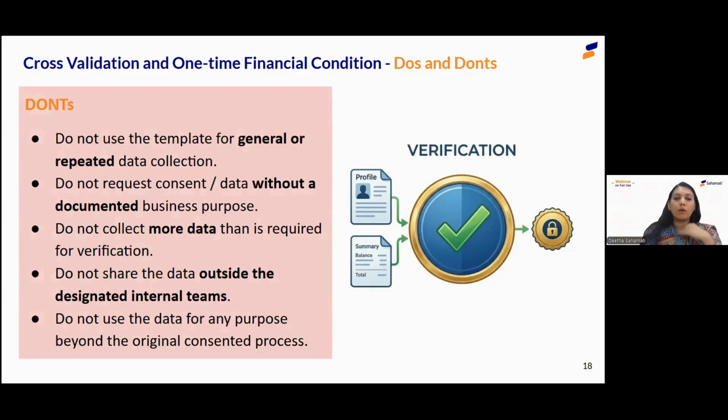The don't is to avoid any repeat data pull when it is one-time consent. Where you need a one-time verification of a customer's account, don't ask for a periodic or repeated consent. And also don't dilute the consent itself by taking a blanket consent and asking for a wider purpose than what you need the data for. And ensure the data remains with the designated internal teams and is not used for any other purpose. And this is applicable under DPDP as well.